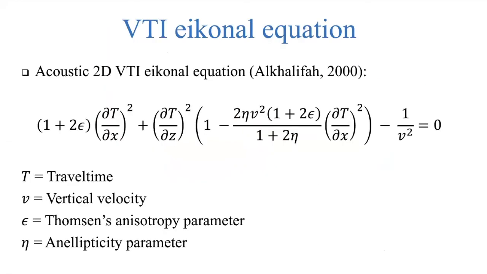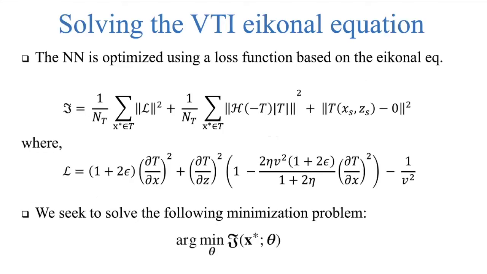To illustrate the idea, I'm going to use the 2D VTI eikonal equation. However, the approach can be used for TTI, orthorhombic, or even more complicated eikonal equations. Now, the challenge in solving anisotropic eikonal equations comes from the fact that we need to solve for terms like this one multiplied by this one, which leads to travel time derivatives to the power of 4, which we have seen over the years causes complications when trying to solve numerically.